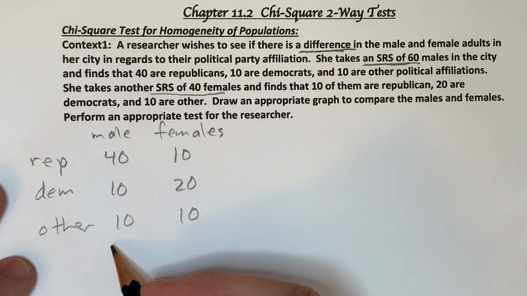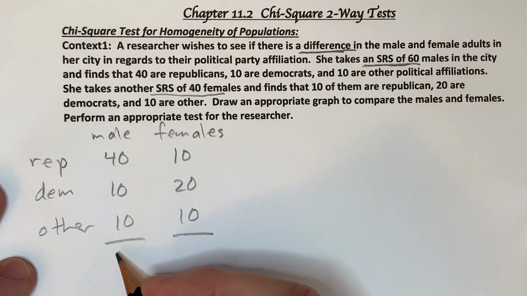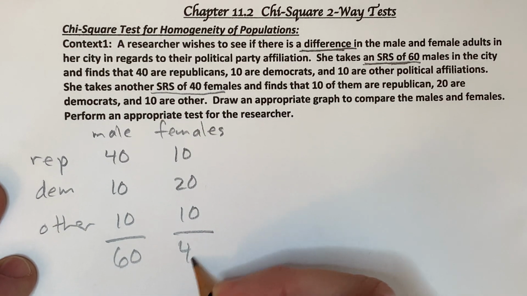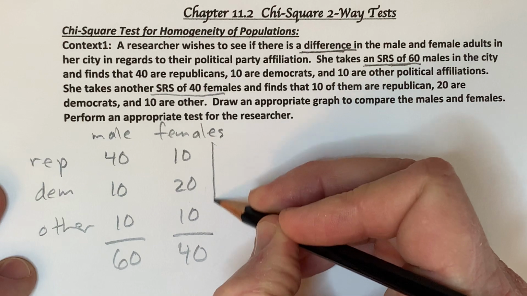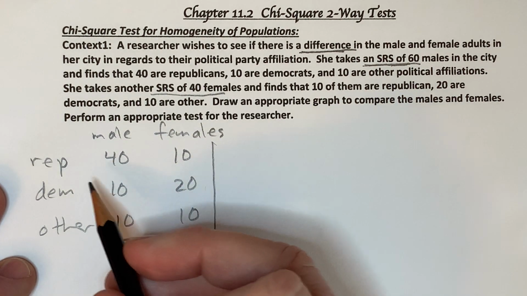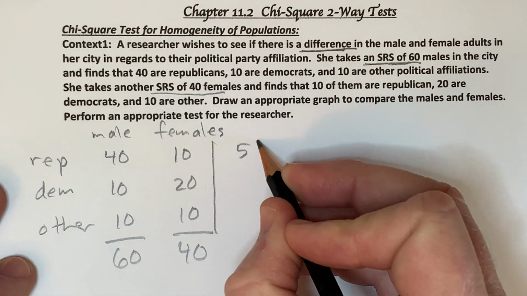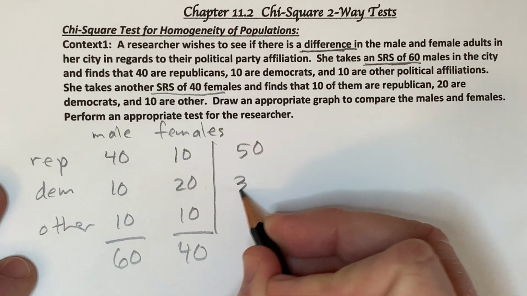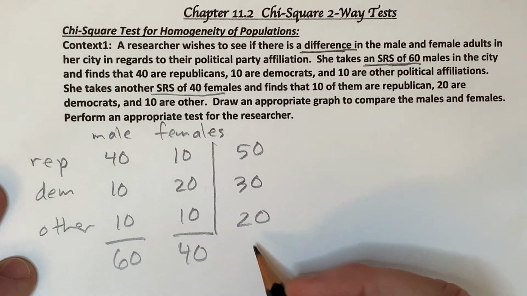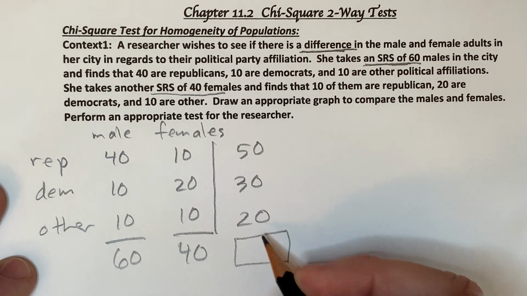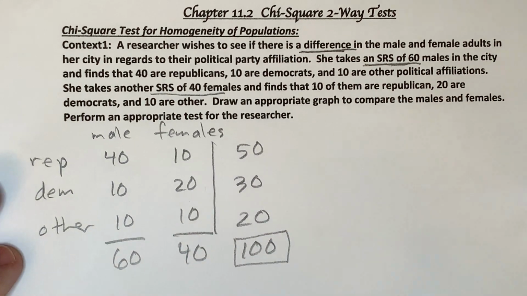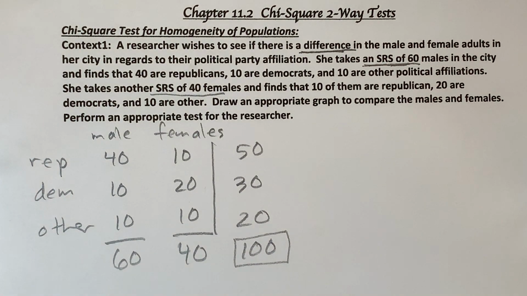So with our marginal distribution, we've got a total of 60 males, and we've got a total of 40 females. And then for the marginal row distributions, we've got a total of 50 Republicans, we've got 30 Democrats, and we've got 20 other. And so we add these up, and we've got a total of 100 people that are in these two samples that are in our study.